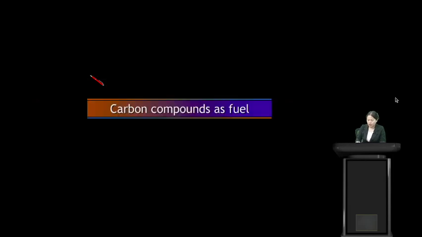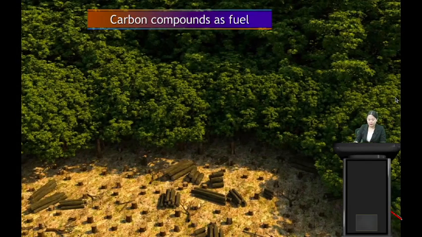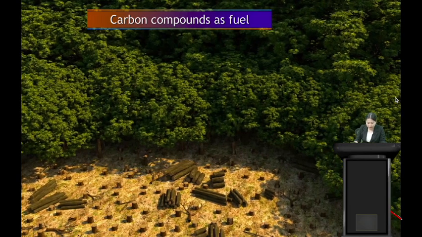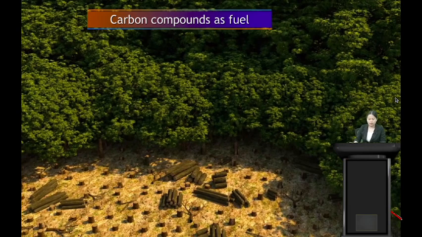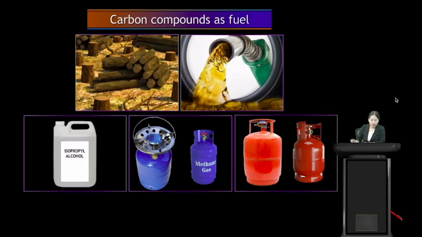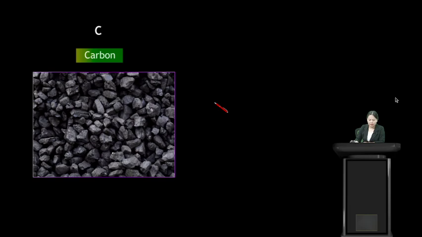Okay, so let us see. Carbon compounds are used as fuel in different cases. Here we have firewood. We see that firewood is being cut down to use as fuel, especially in villages. And here we have petrol and diesel, which are used as fuel in vehicles. We have isopropyl alcohol, we have methane gas, we have liquefied petroleum gas, LPG, which we use at home for cooking. So these are the different substances which are based on carbon. So these are carbon compounds. Okay, the wood is also based on carbon, so it is also a carbon compound. Petrol, diesel, alcohol, methane gas, liquefied petroleum gas, all these are carbon compounds, and they are used as fuel for different purposes.